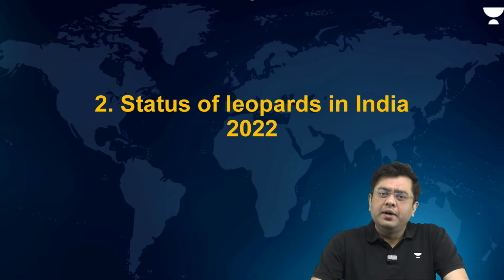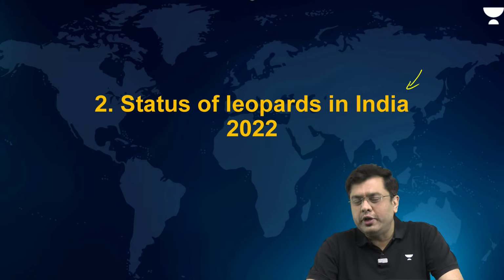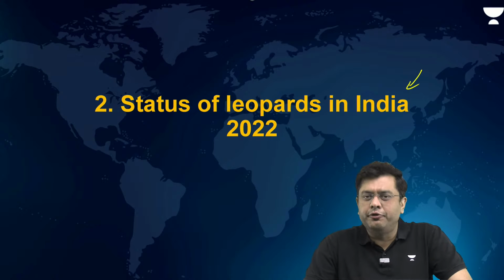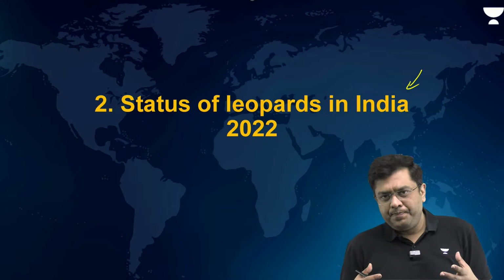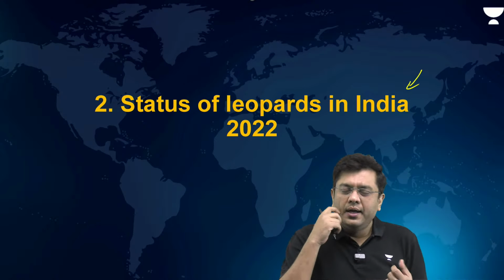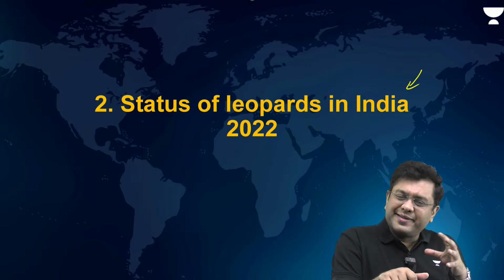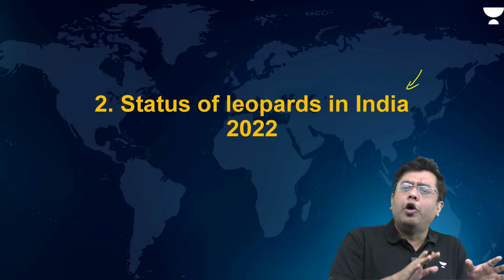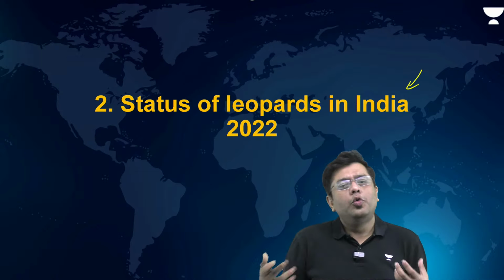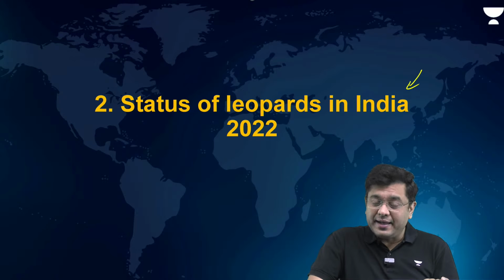Now, coming to another important topic, that is the Status of Leopards in India 2022. The report was released by the Ministry of Environment, Forest and Climate Change last year. So what is relevant for you to know here? Conservation status, obviously. The geographical regions where you will find the presence of leopards. Because the report had classified the various geographical divisions where you will find the leopard population. The reasons why in certain areas there is an increase, the reasons why in certain areas there is a decline.